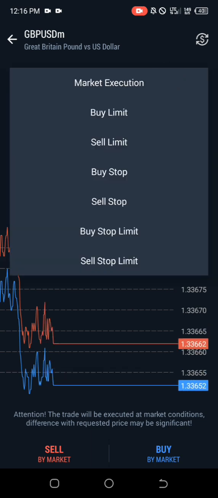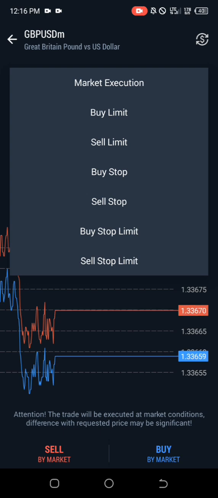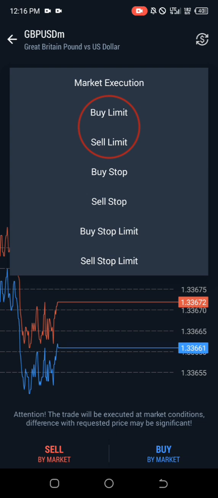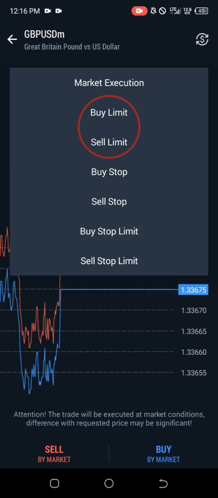You should see other types of order that we have. You can see we have buy limit and sell limit. This is another type of order that we have. It is called a limit order. We have buy limit and sell limit. When you set a buy limit, it means you are buying at a lower price than the current market price. That is, you are buying cheaper. And when you set a sell limit, it means you are selling at a higher price. That is, you are selling expensive.